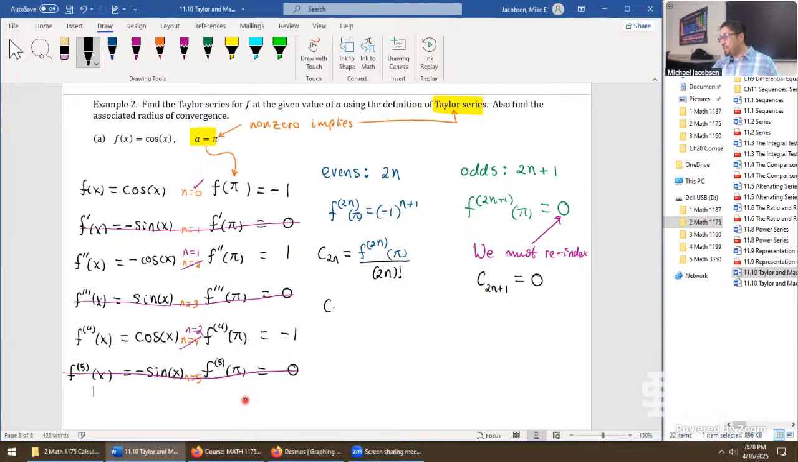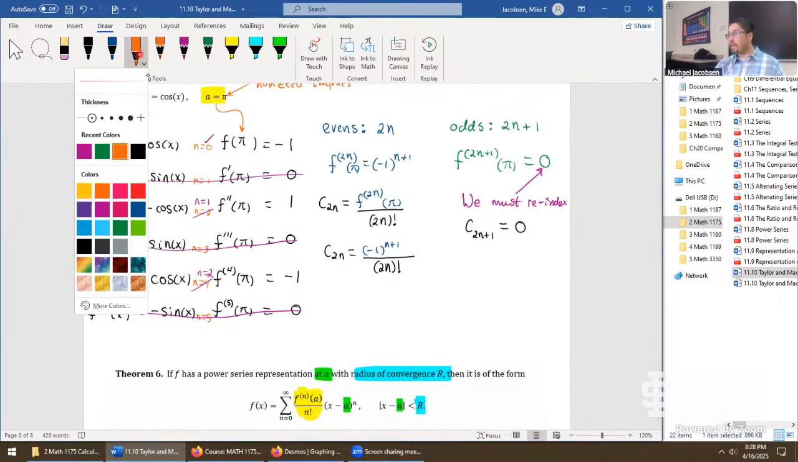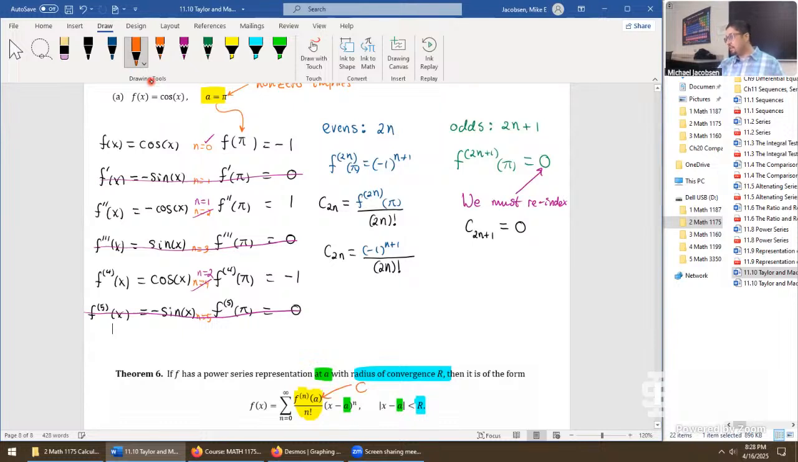Let's rewrite this one more time. C at 2n, plug in the information. F at an even order derivative at the center is just -1 to a power. So this is -1 to specifically power n+1 to make our list work. Then divide by, let me just fix that exponent, that looked a little funny. Divide by 2n factorial. And now we are really close to the Taylor series representation of cosine at the center pi. All we need to do at this stage is plug in what's highlighted here in yellow. That part is C at 2n for this problem.